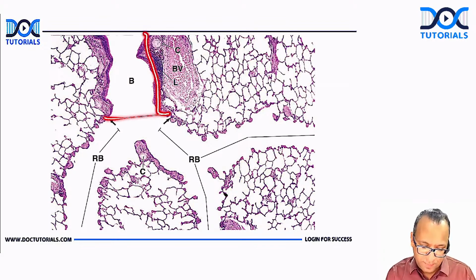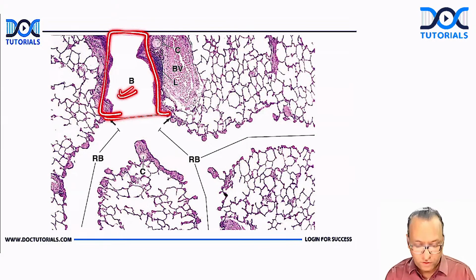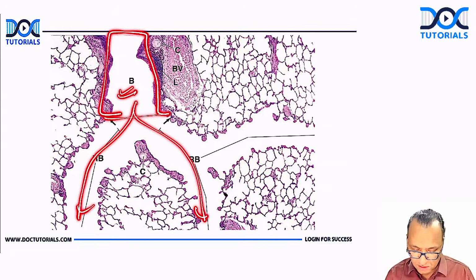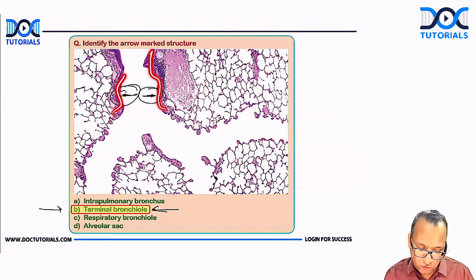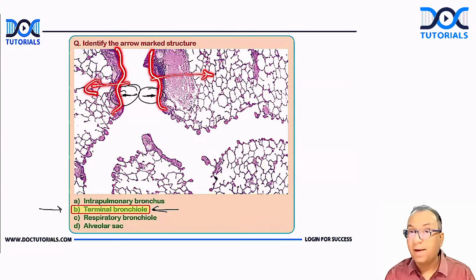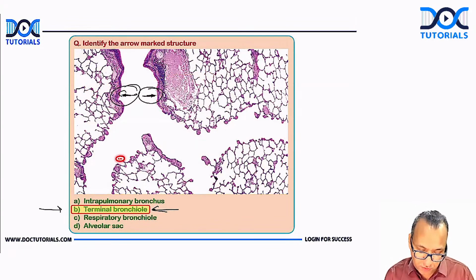So till here, it will be the terminal bronchiole, but beyond this, it is the respiratory bronchiole. So that will give you an idea of what should be answered in this question, because the arrow mark is here. You can see that is why we'll say it is terminal bronchiole. I told you that terminal bronchiole will have no communication with the alveoli. It is the respiratory bronchiole which will have the communication with alveoli.